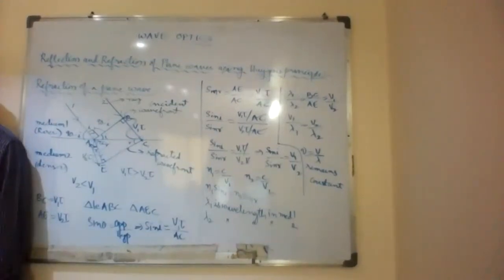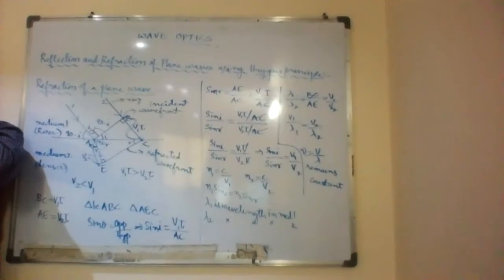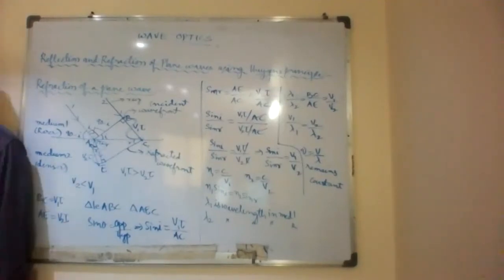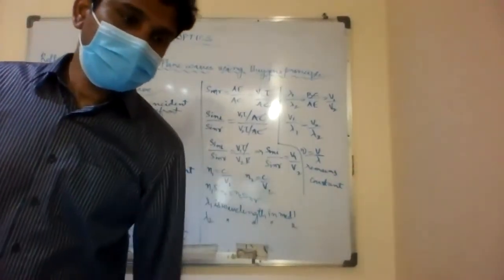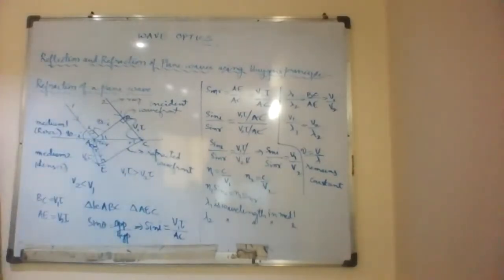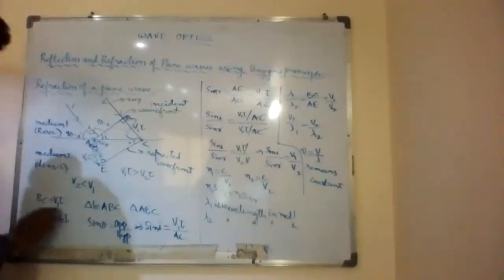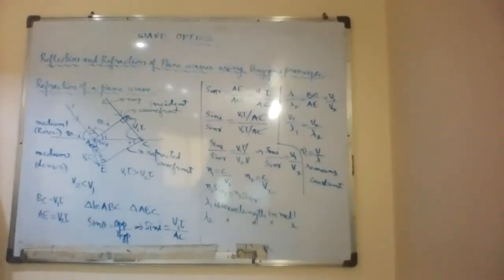So this completes your first derivation. Understood? Is it clear? Did you understand, Mr. John? Now I'll go with the next one. That is refraction at a rarer medium. Okay. Clear, Mr. Sayyid? Yes.